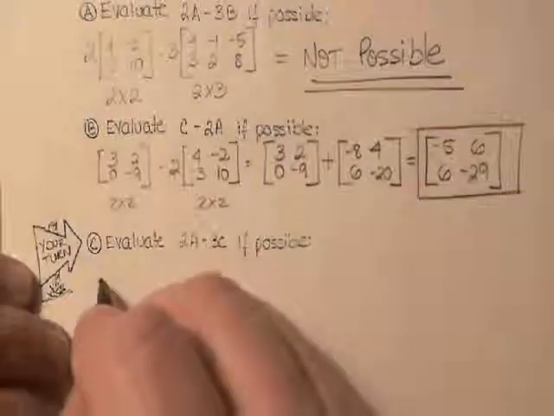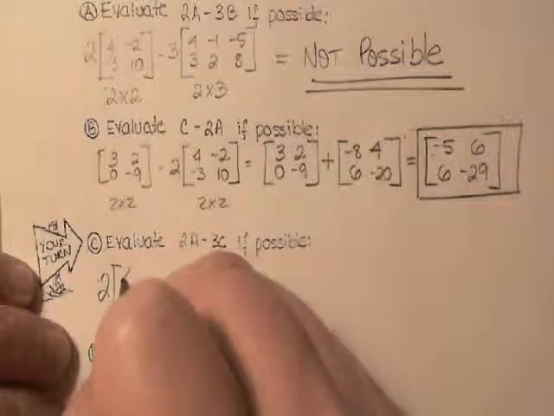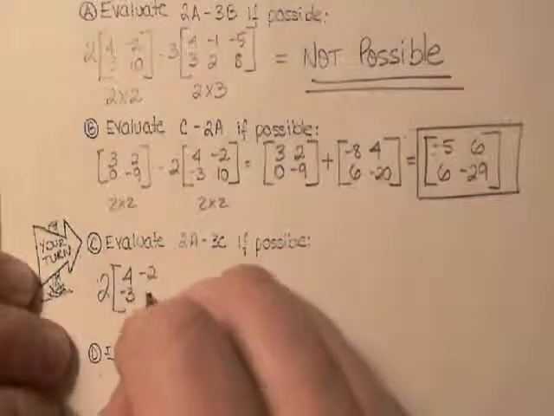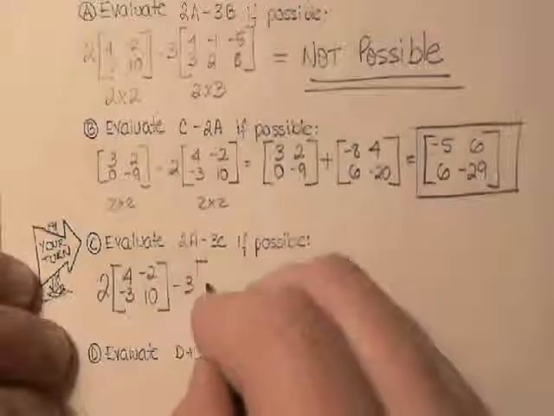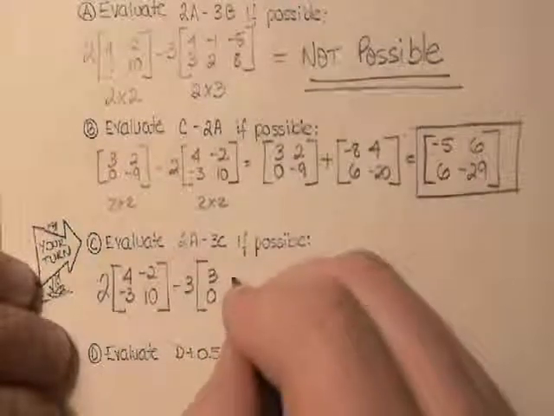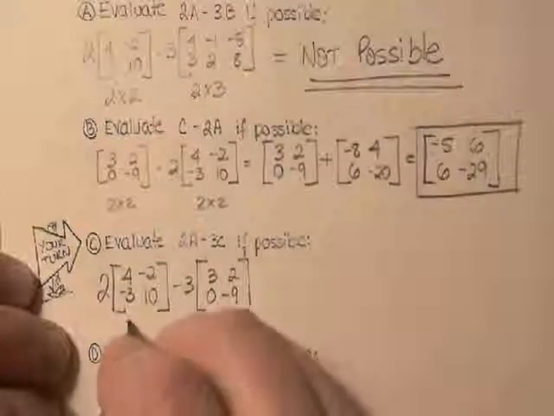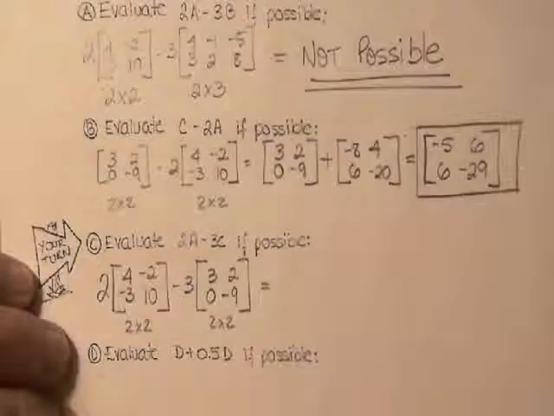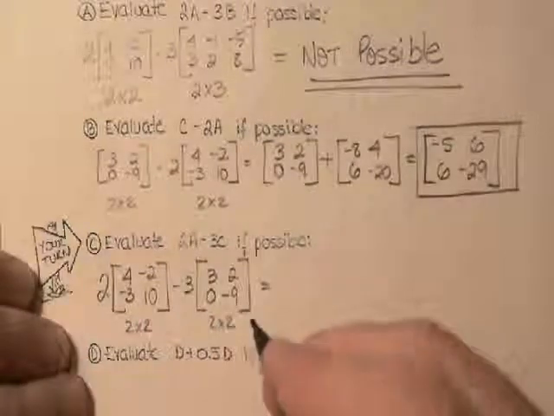Next one I have 2A. So I'm going to write 2 times A, which is 4, negative 3, negative 2, 10, and then write negative C, which is 3, 0, 2, negative 9. Okay, I notice this is a 2 by 2, this is a 2 by 2, so I'm okay to multiply these numbers, okay, and then combine them.